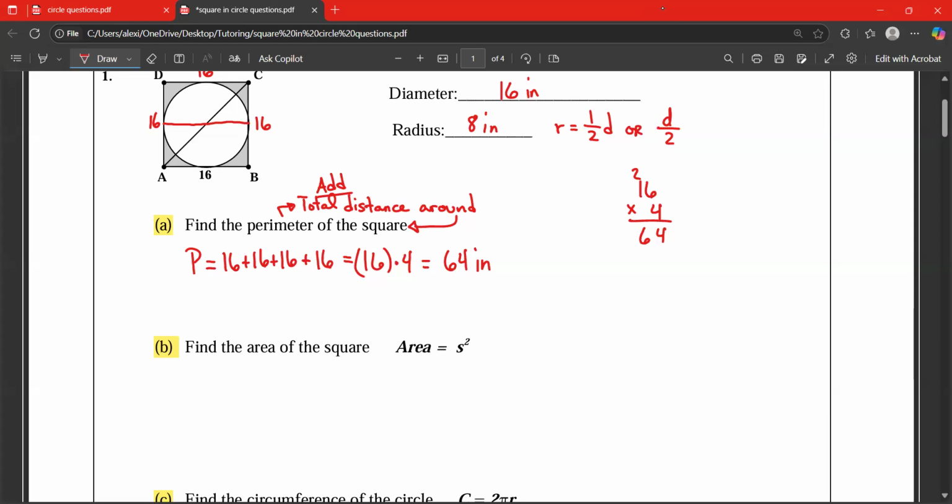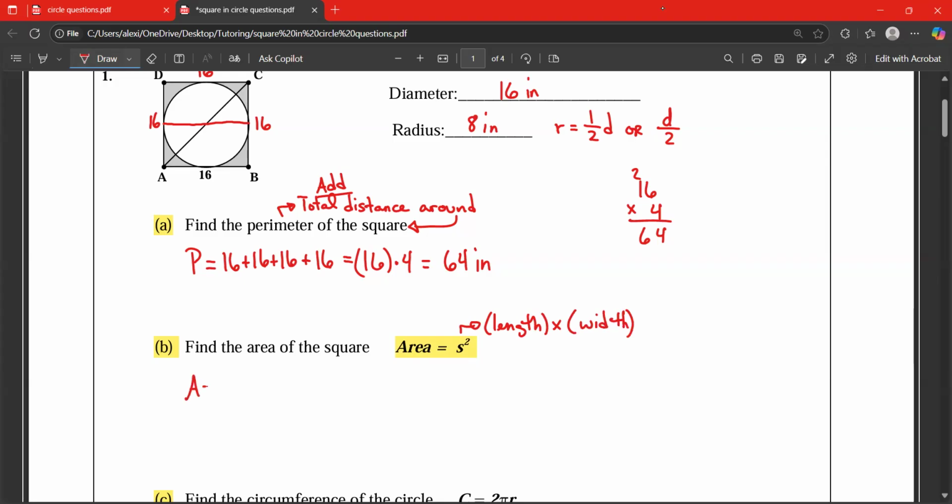All right, now they want us to find the area of the square. Well, remember, a square is the same as a rectangle. And if I ask you what the formula for area of a rectangle is, hopefully you'll say length times width. Well, because it's a square, the length and the width are the same thing. So the area of a square can be found by doing the side squared, which is the same as saying length times width. It just so happens for the square, the length and the width are the same.